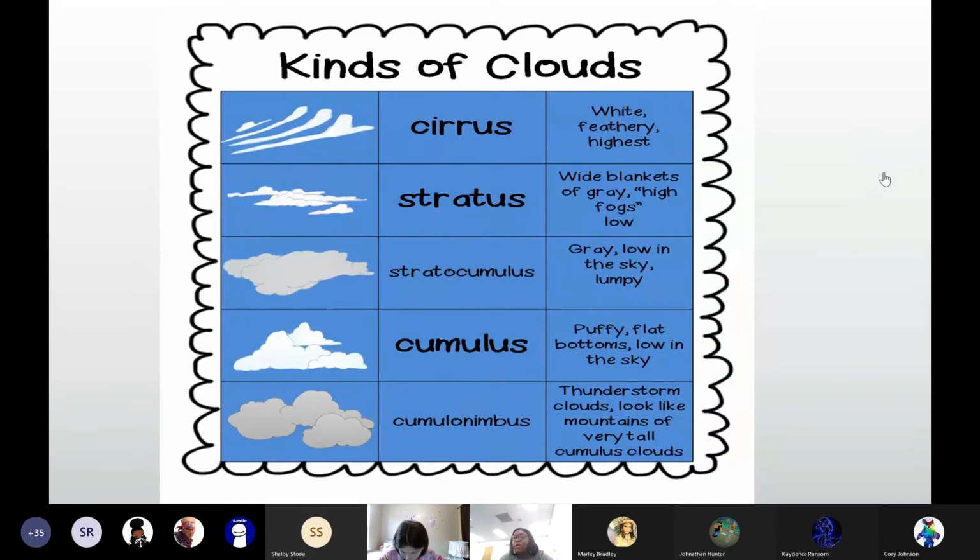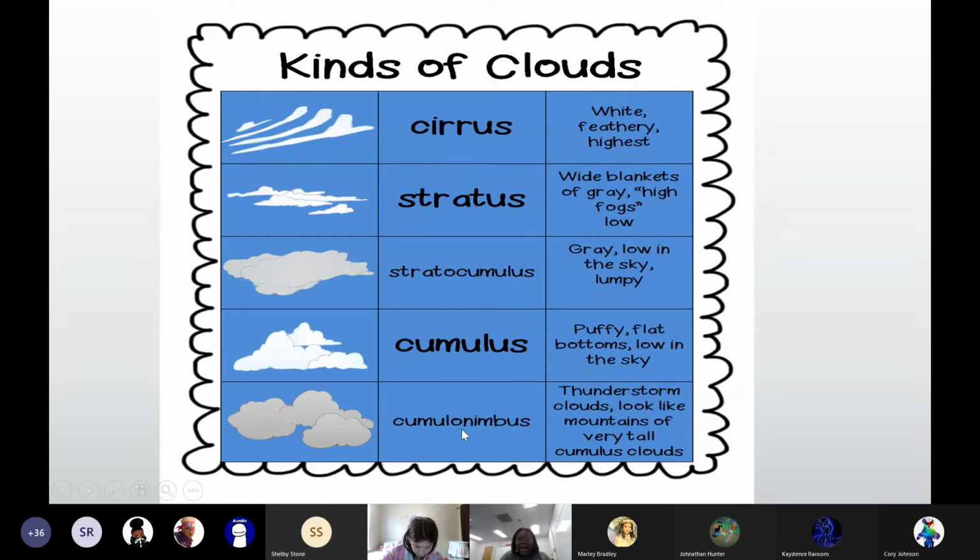The next type of cloud we want to look at today is the cumulus cloud. That's the cloud that everybody thinks of as a cotton ball. Yes, cumulus clouds are low in the sky as well, and they are fluffy with a white, flat bottom. Fluffy with a flat bottom. The bottom of the cloud is flat.